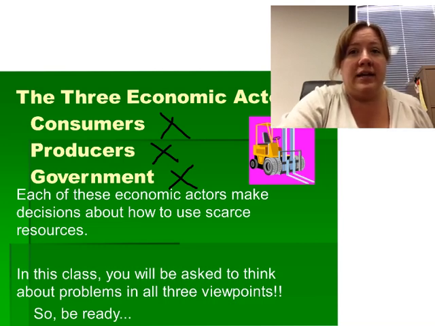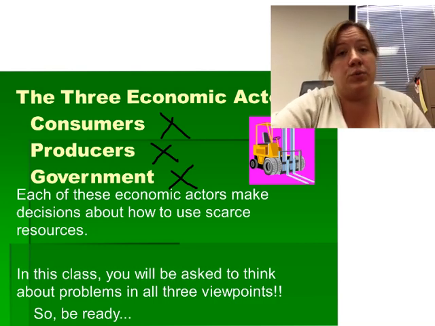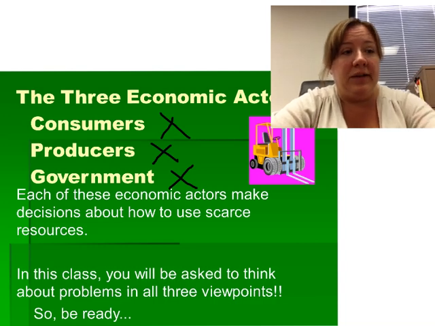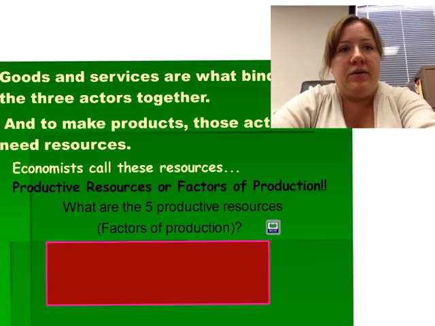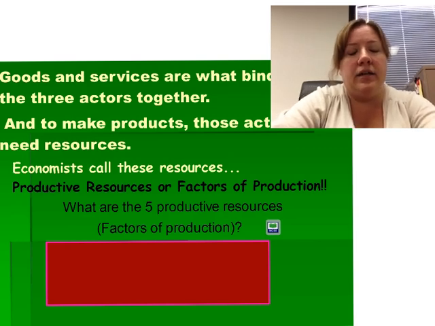And in the class, you're going to have to be mature enough to think of problems not just in your own opinion, but in other ways. And through these economic actors, we can find solutions to really difficult problems. So be ready. What I want you to write down is just looking at what binds these economic actors together.